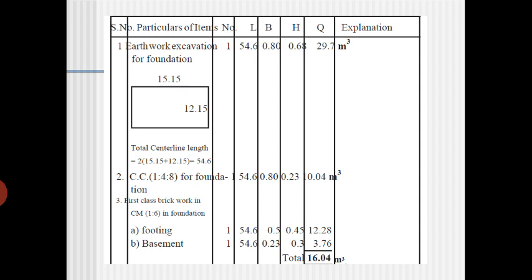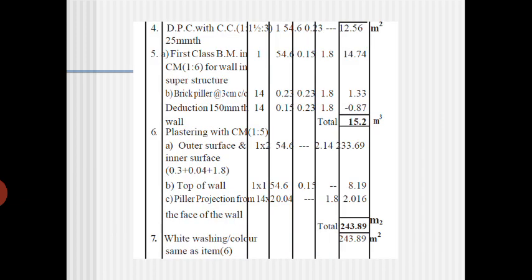That is very easy. You can work out this problem and try to verify the answers. And above that we have the cement concrete DPC, and brick pillars, and the plastering and whitewashing. This kind of problem you have already solved, and try to solve this problem using the centerline method. Thank you.